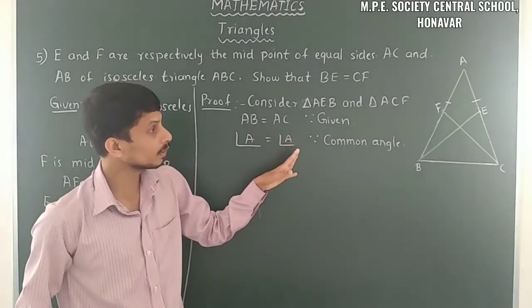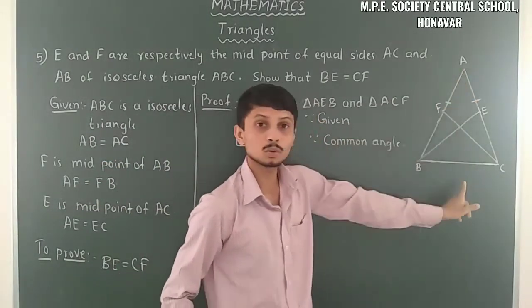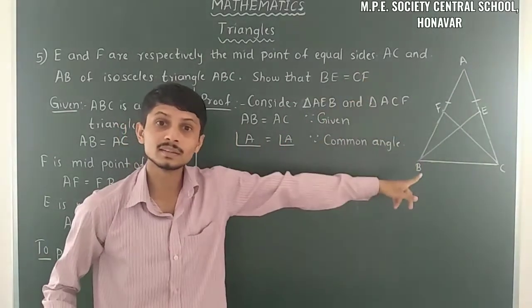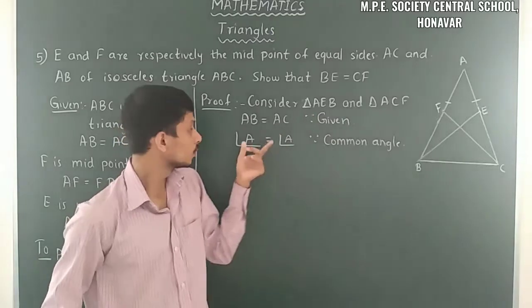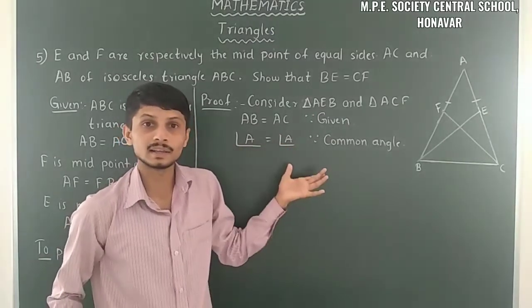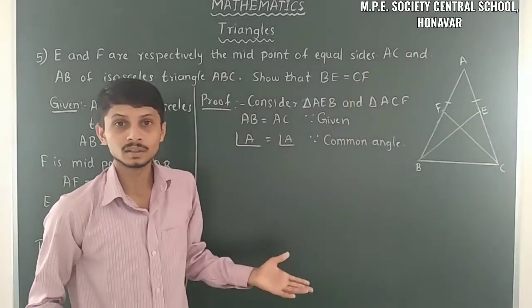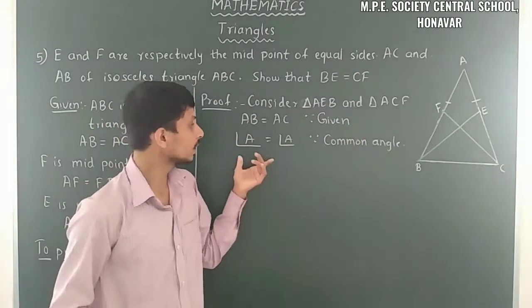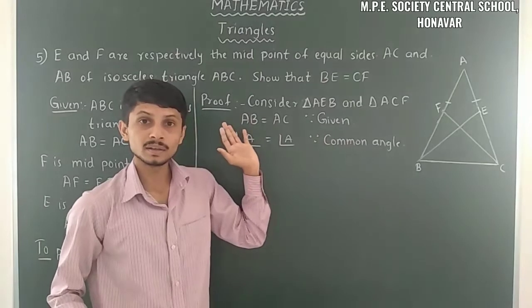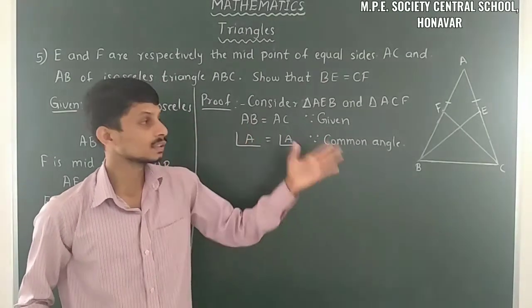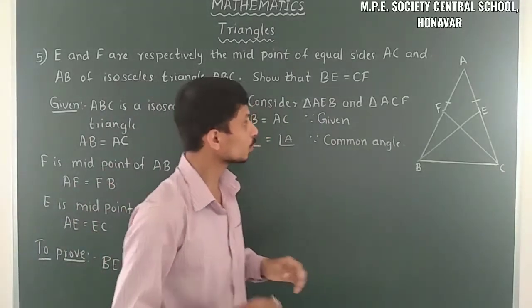For example, when it is bisected into two parts, then we can't take it like that. When we take the complete angle, we can take angle A and angle A. Otherwise we can take BAC or CAB, no problem. So here those two are common angles. So let us take any other parts, just observe here.